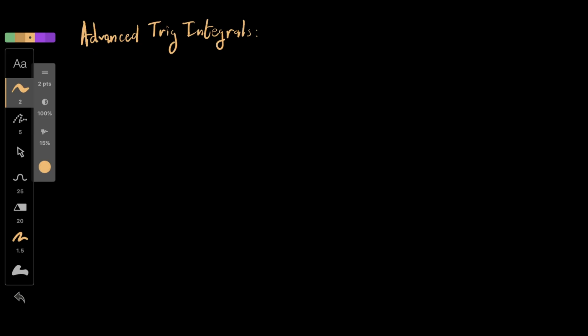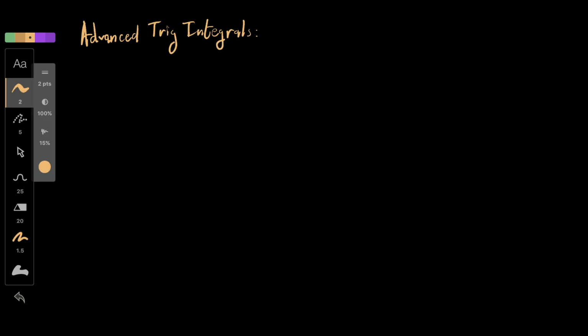Now, while the word advanced might sound very scary, in reality, this is just a very logical extension of the stuff we've already learned. In reality, it won't be this bad at all, and I'm sure that you will enjoy it a lot. So, without further ado, let's get to solving some problems.